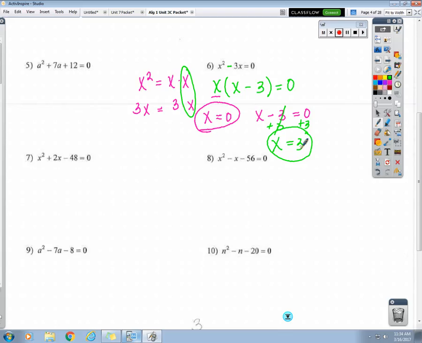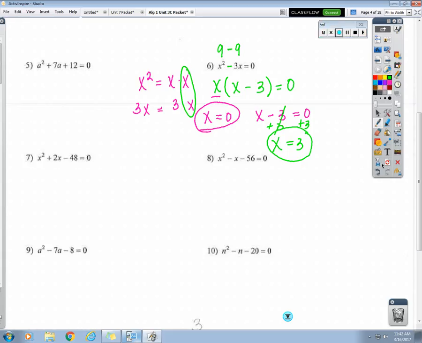Now let's check them and see. If I plugged in a 0, what's 0 squared? What's 3 times 0? And isn't 0 minus 0 going to equal 0? Okay, if I plugged in a 3 on both of those x's, what's 3 squared? And what's 3 times 3? And if you put that minus in the middle, isn't 9 minus 9 0? So those two work. They actually make the equation equal 0. Okay, so now keep working on this page, and in a few minutes I'll take questions.